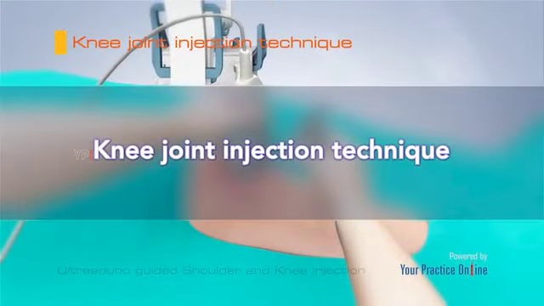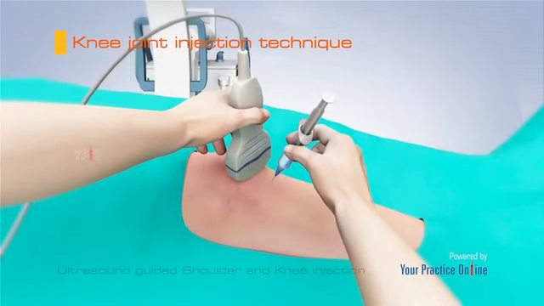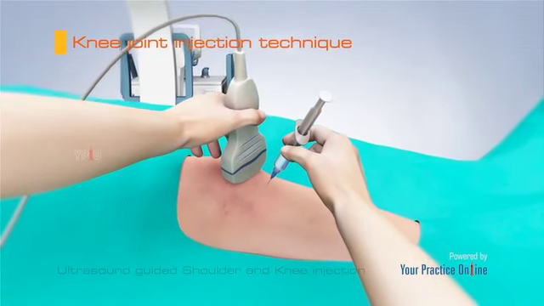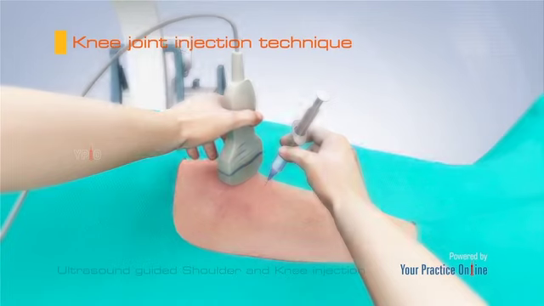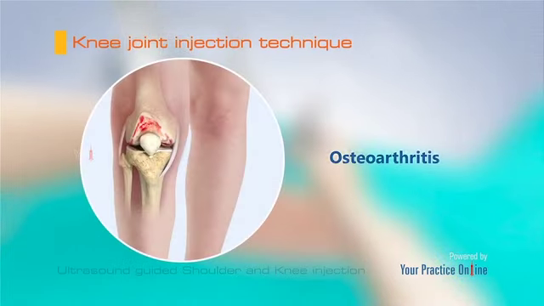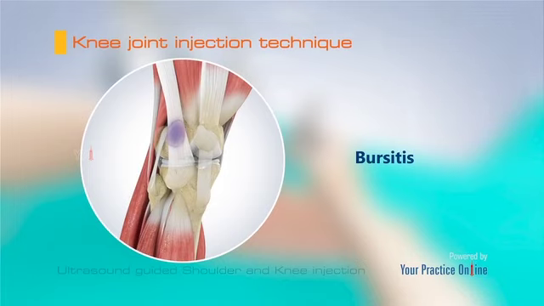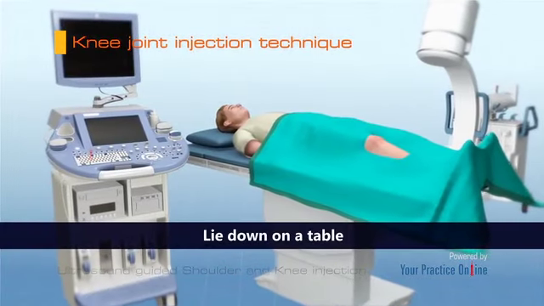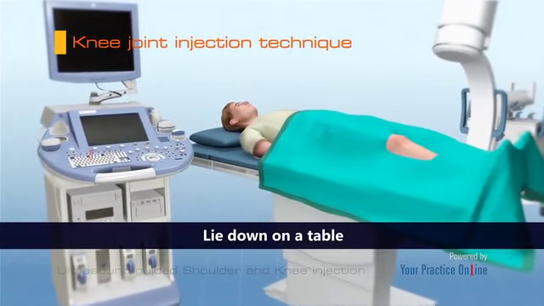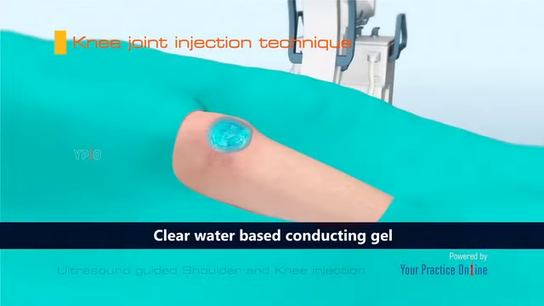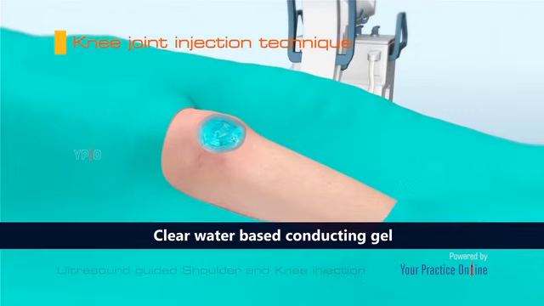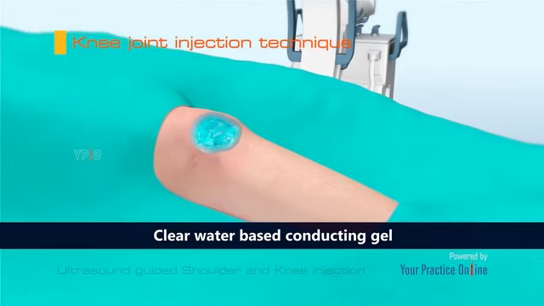Knee joint injection technique. Knee joint injections are frequently used for knee conditions such as osteoarthritis, Baker's cyst, or knee bursitis. During the administration of the injection, the patient will be positioned lying down and a clear water-based conducting gel is applied over the targeted site. The gel is used for transmission of the sound waves to deeper structures.